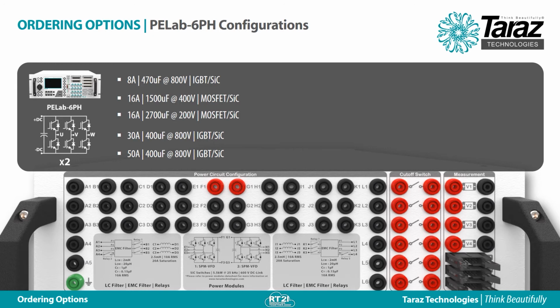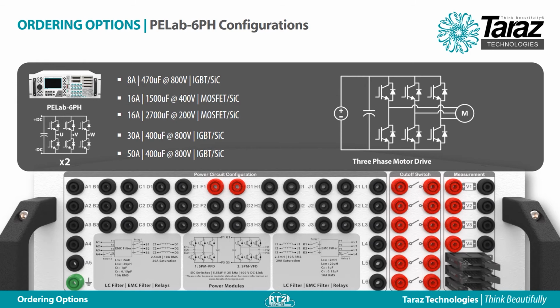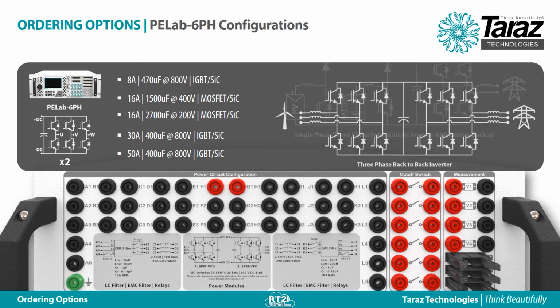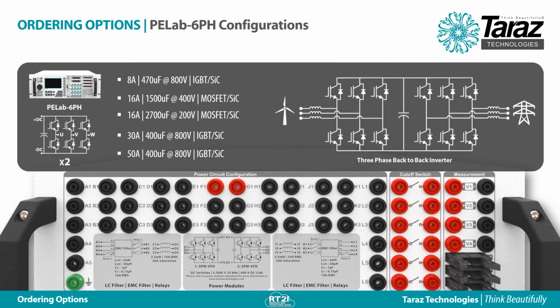Also, the height of the PELab will be 8 units instead of 4 units for the 30 ampere and the 50 ampere dual inverter configurations. You can use this configuration for motor drive applications, solar inverters, and 3-phase back-to-back inverter applications.